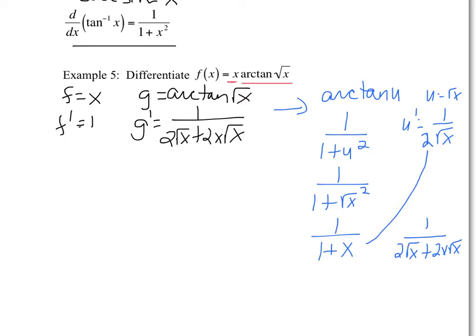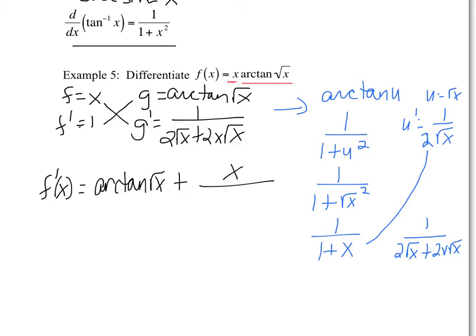All right, now to finish our product rule, we're just going to take f prime times g plus g prime times f. So the final derivative of the function will be 1 times arc tangent square root of x plus x over 2 square roots of x plus 2x square roots of x. All right, and that's our final answer.